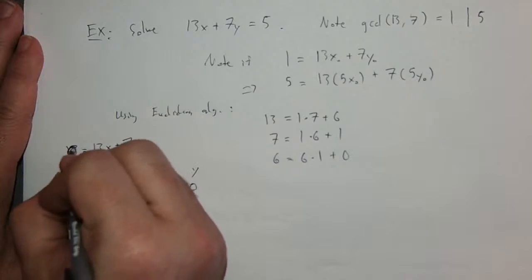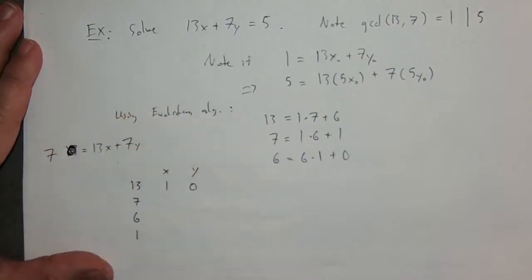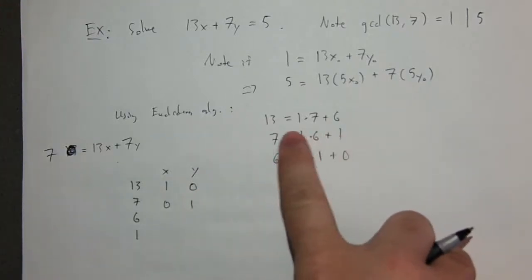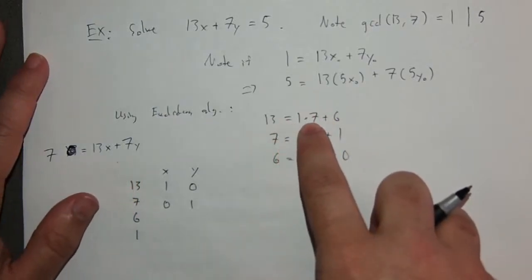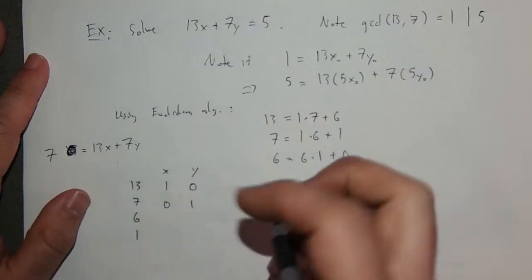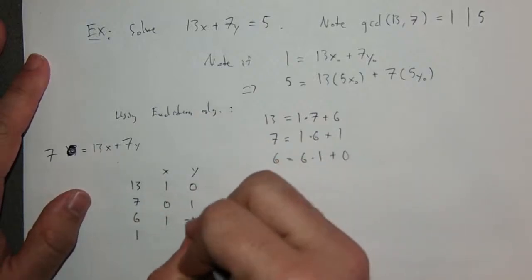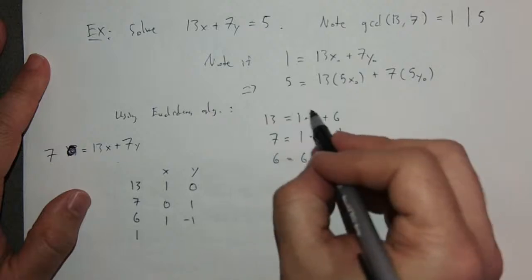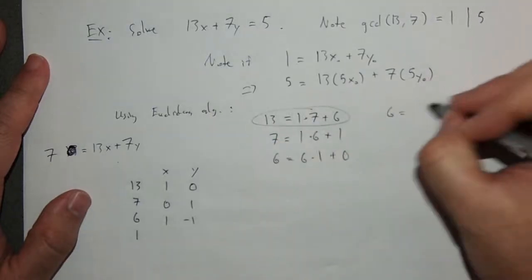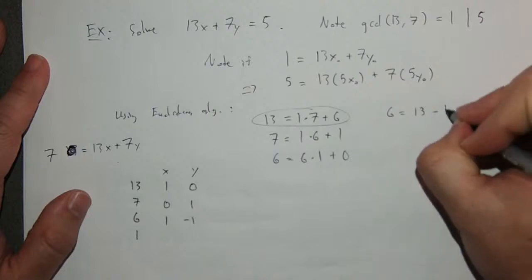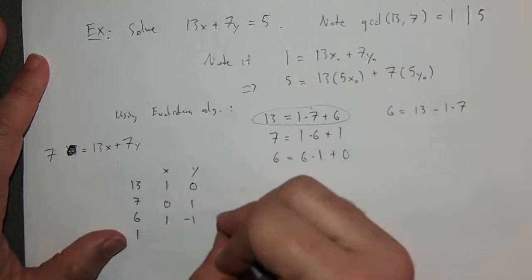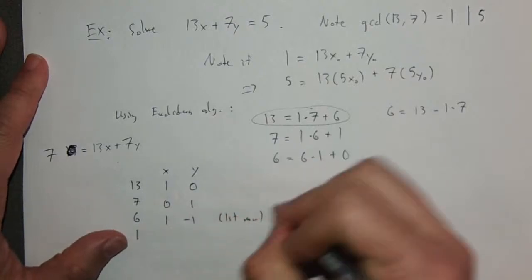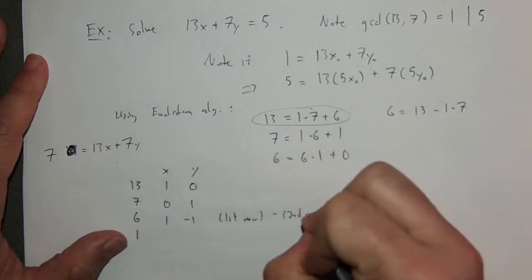Similarly, if this goes away and I rewrite 7 here, then suddenly this is 0 and 1. Looking at the first line here, 6 is 13 minus 1 times 7, so that's first row minus second row. So this is 1 minus 1. That is what I get from this thing, right? So I say 6 is 13 minus 1 times 7. So again, that's first row minus second row. So maybe I'll write that out. First row minus second row is how I compute that.